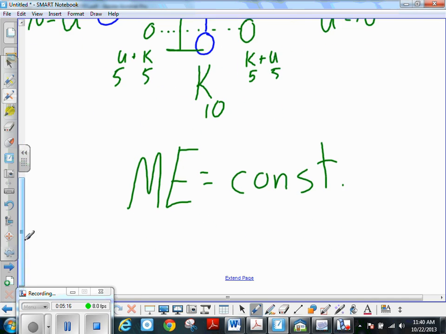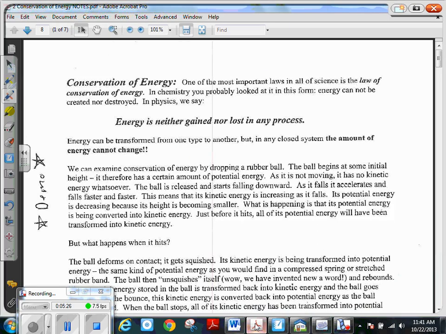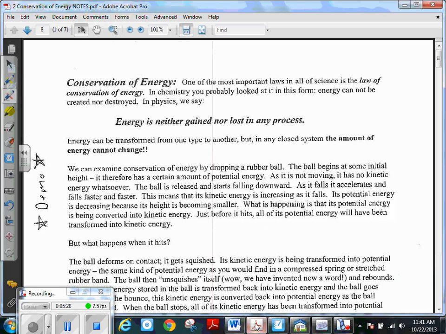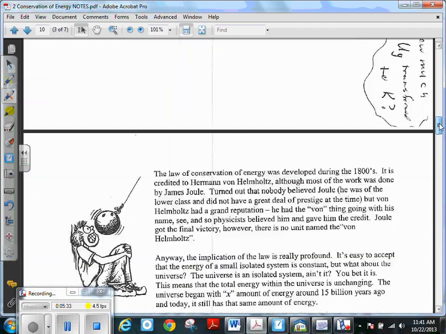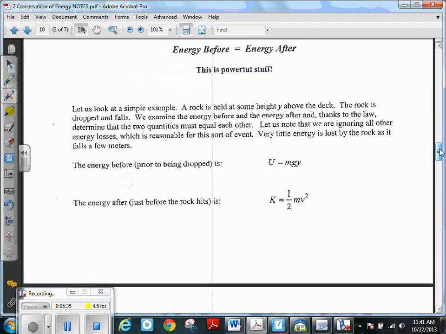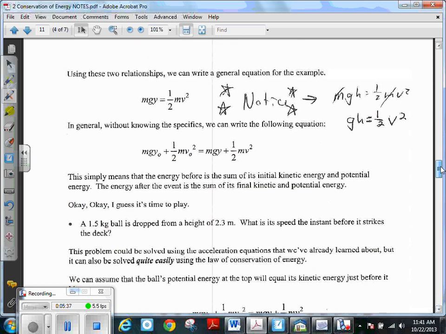So that's kind of the gist of the conservation of energy. It's pretty simple, but then if we look at the notes, we're going to have to see how we can put some math to this stuff. Okay, so read through the notes, talk about what we talked about, and make sure you read these notes.